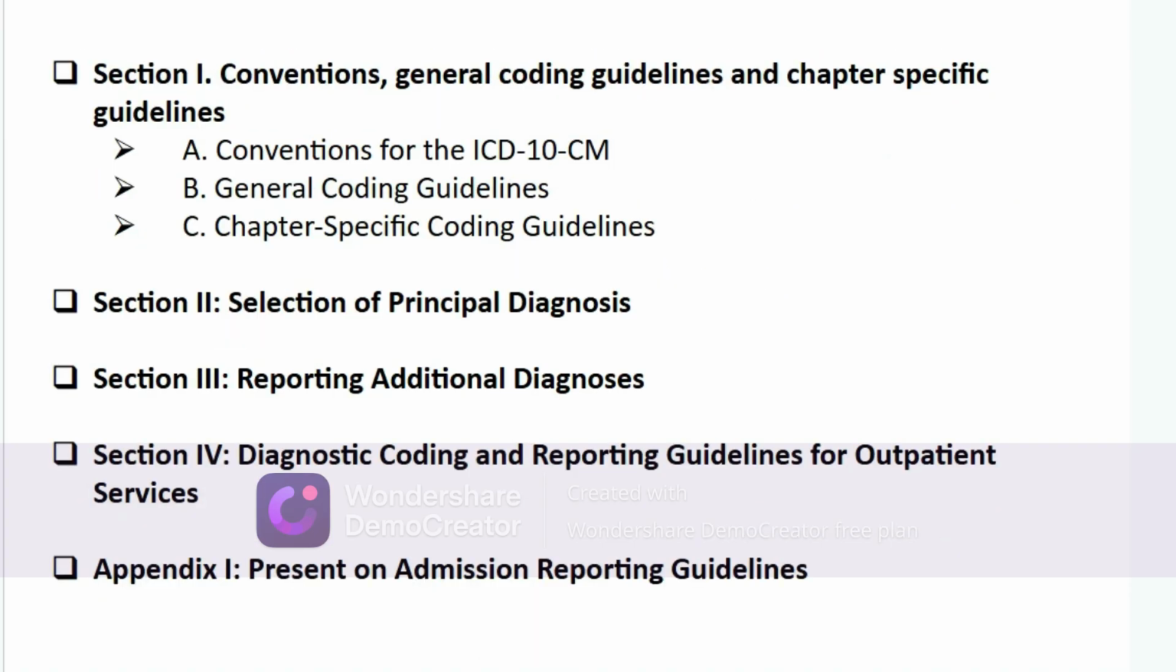Section 1 considers conventions, general coding guidelines and chapter-specific guidelines. A. Conventions for the ICD-10-CM. B. General coding guidelines. C. Chapter-specific coding guidelines. Section 2, selection of principal diagnosis. Section 3, reporting additional diagnoses. Section 4, diagnostic coding and reporting guidelines for outpatient services. Appendix 1, present on admission reporting guidelines.